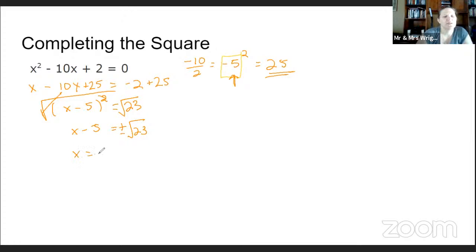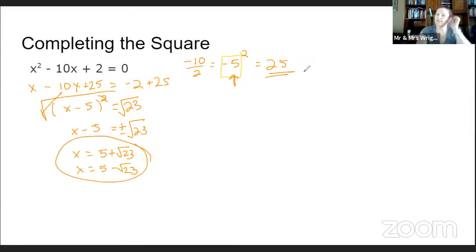So it's going to be x equals 5 plus the square root of 23, and x equals 5 minus the square root of 23. And those are our exact answers. Now you could find these with the quadratic equation, but as you see, it went a little bit faster when we were completing the square.